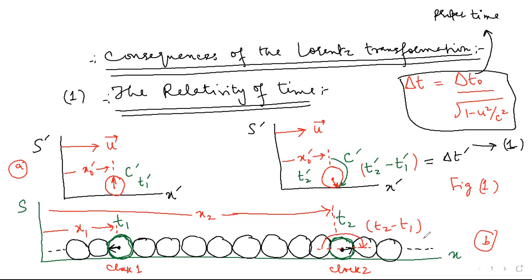Now we can find, so we have here two intervals. t2 minus t1 is delta t, and t2 prime minus t1 prime is delta t prime. Remember, we've already discussed in the last lecture that at every location in frame S, we have a clock, and all clocks are stationary and synchronized, right?